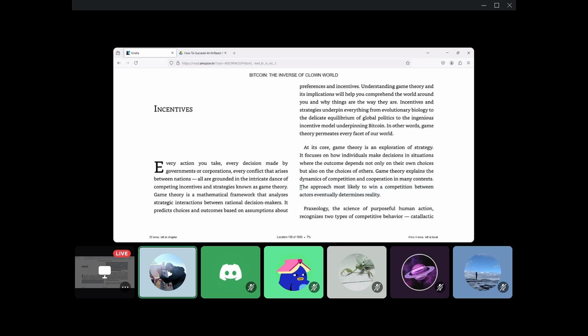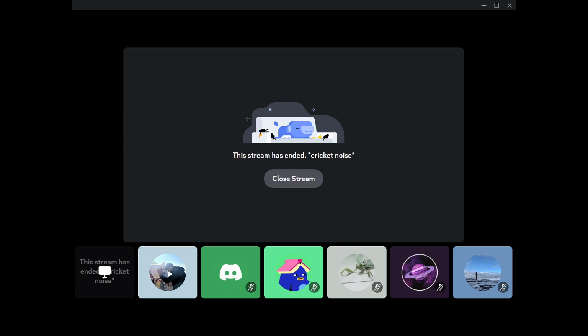I'll actually just stop here. I think this was a good first page reading, and then we can start in the next session from praxeology. I'll stop sharing my screen.